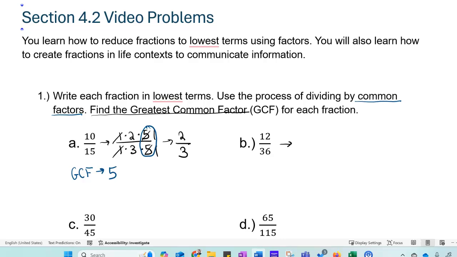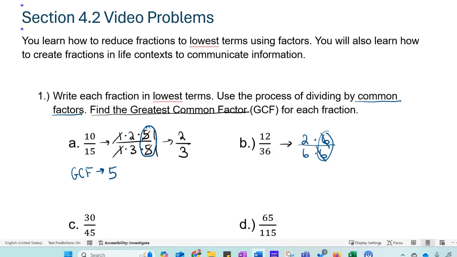Okay, so I'm going to start by writing out some factors of 12. So I know that 2 times 6 gives me 12. Now 3 times 4 also gives me 12. So you could use that. And then this one, let's see here. So I know that 6 times 6 gives me 36. So notice here, I have 6's that are the same. Okay, so I'm going to cross those off.